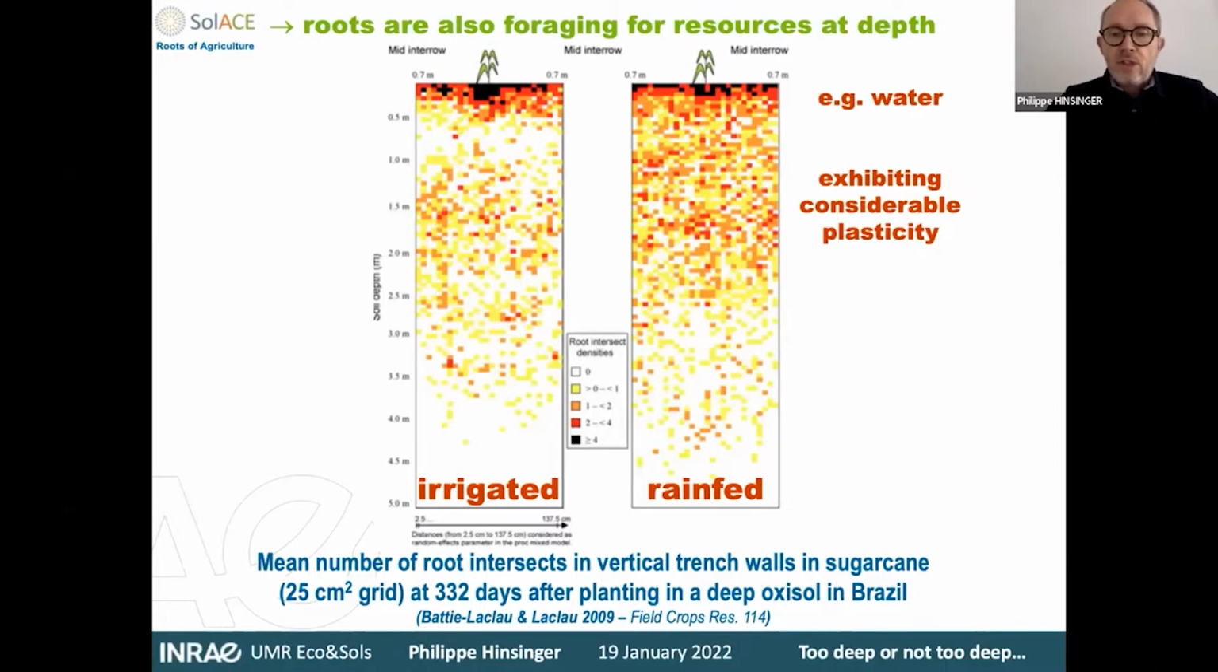And what is also interesting in this representation of root densities through depth is that there is an even greater density of roots when plants are experiencing limitations, like in this case, drought. So in the rain-fed conditions, you see many more roots at depth and in the subsoil, and that's showing, if you don't know, that roots are very plastic, which is interesting, but also complex then to study.